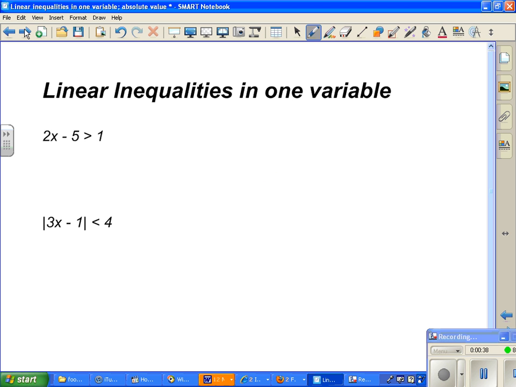Linear inequalities in one variable. Basically what we want to do with this is solve it and be able to graph it. If I'm going to solve this, I'm basically treating the inequality as an equal sign. So first thing I would do is add 5 to both sides. 2x is greater than 6, and now I divide by 2, so x is greater than 3.